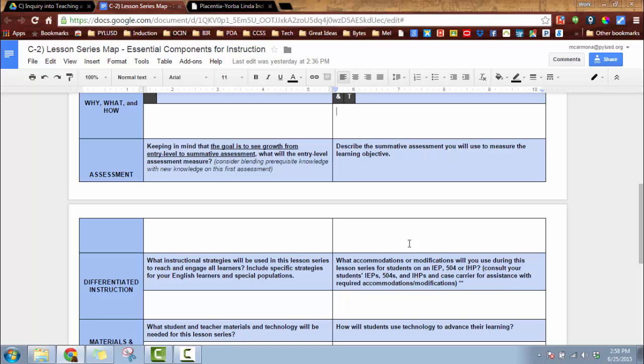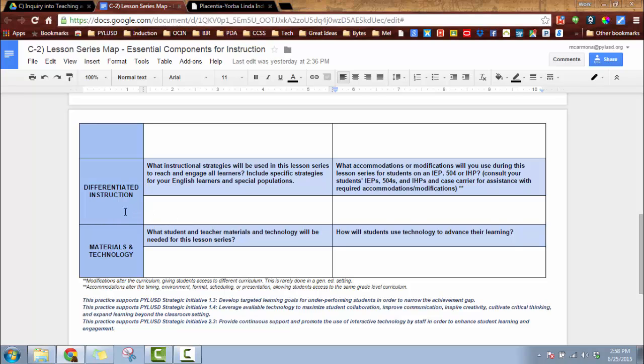But when you think about entry-level, I want you to consider that you probably want a blend of prerequisite knowledge as well as new knowledge. The reason for that is because we want to see growth. If you only do prerequisite knowledge on that entry level, there's a good chance that the majority of your students will pass with flying colors, and then you're not going to see growth and you'll have a hard time discerning whether or not students really grew throughout your unit.